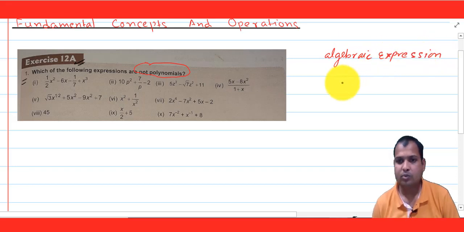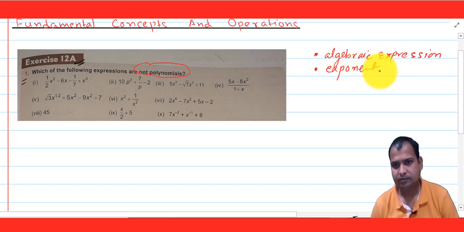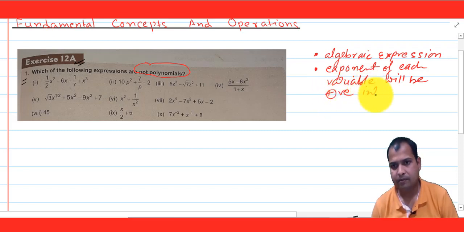So a polynomial will be an algebraic expression, number 1, and number 2, that the power of each variable will be a positive integer. That means the exponent of each variable will be a positive integer.